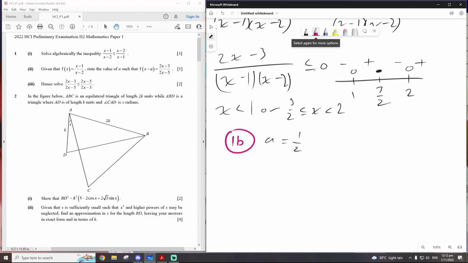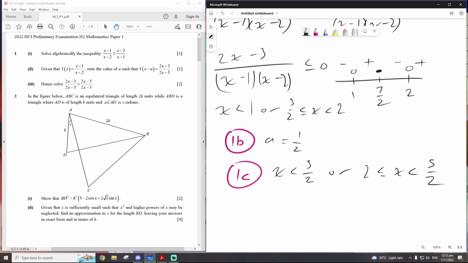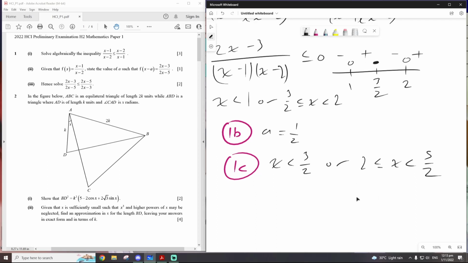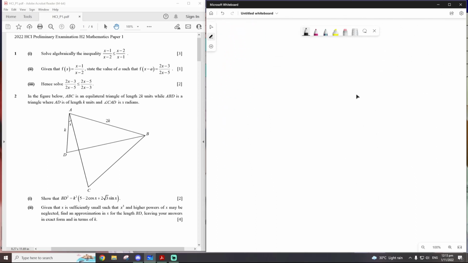For the last part, we have, oh, it's actually part 1, part 2, part 3, but never mind. Hence solve this. So once again, they replace x by x minus half. So you just replace the solution set by x minus half also, so that you get x less than 3 over 2 or 2 less than or equals to x less than 5 over 2. Okay, so that's that.